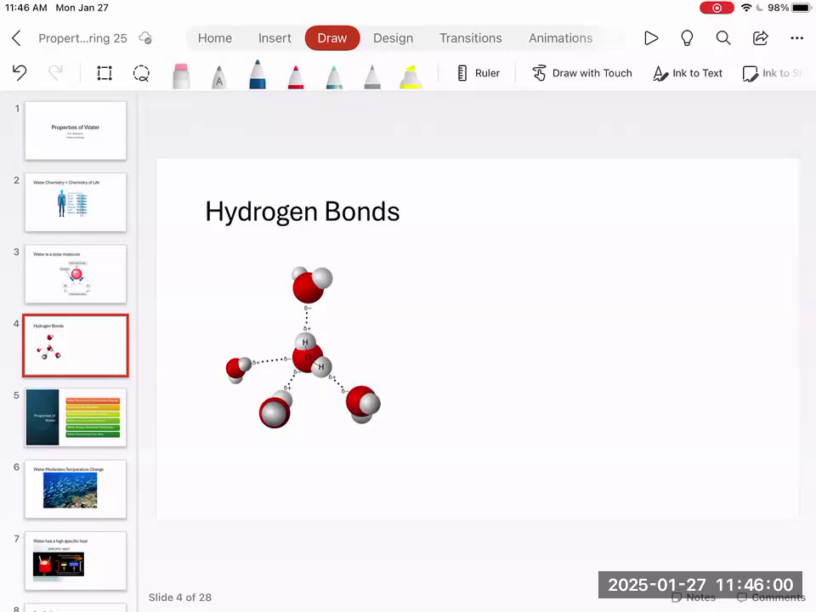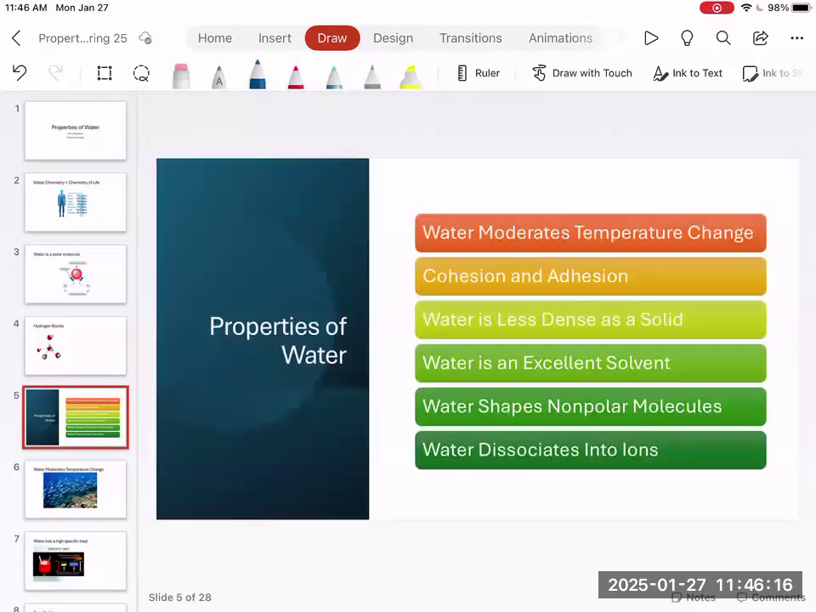These hydrogen bonds are important to understand because they give water a lot of its unique properties that we're going to talk about in this lecture. So again, there is a separate lecture on hydrogen bonding if you need to know more about hydrogen bonds. So these are the properties of water we're going to go through in this lecture. And some of these we'll spend a little bit more time on, some we'll just quickly address. But these are the major properties that are relevant, again, in living organisms.